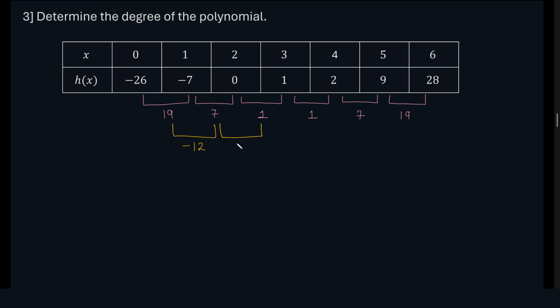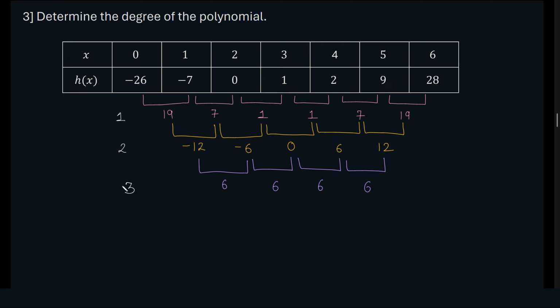1 minus 7 is negative 6. 1 minus 1 is 0. 7 minus 1 is 6, and 19 minus 7 is 12. Then we have negative 6 minus negative 12. That's 6. 0 minus negative 6 is 6. 6 minus 0 is 6. And then 12 minus 6 is again 6. Now, since all these numbers are the same, we can stop here. And since the third difference is constant, therefore the degree is 3.